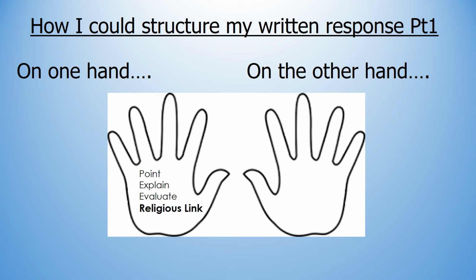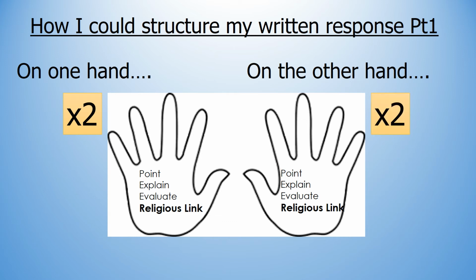fair. Ideally, and remembering you've got time constraints in an exam situation, I want to do that twice, 2 points that would support the statement I'm given. And then quite simply, we move on the other hand. And I'm going to do the same again. I'm going to use one of the points of the other side of the argument, the against. I'm going to explain what that point is, what it means, how it links to the statement. I'm going to evaluate it, what are its strengths and weaknesses. If I can include a religious link, I'm absolutely going to. And again, I'm allowing 2 points.